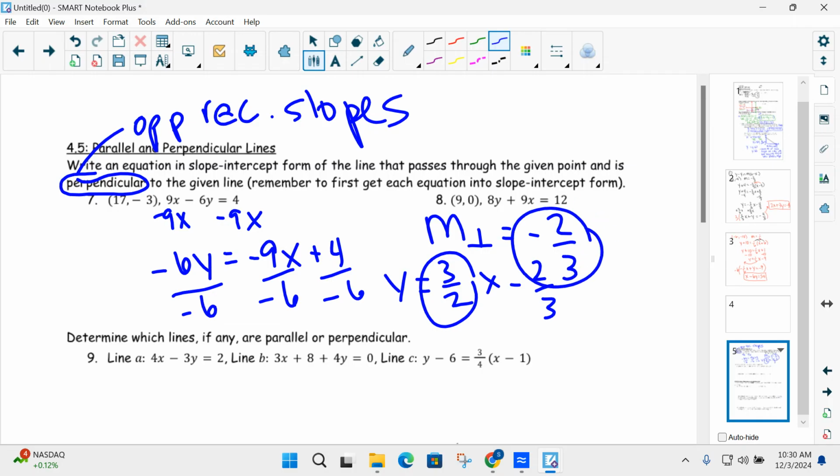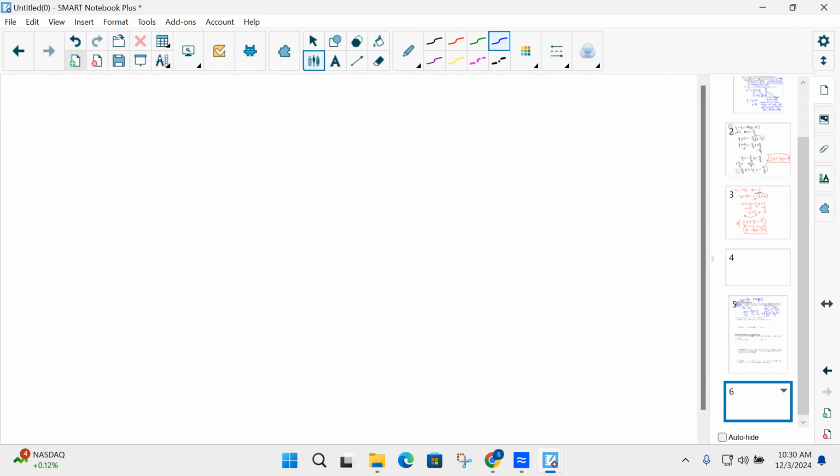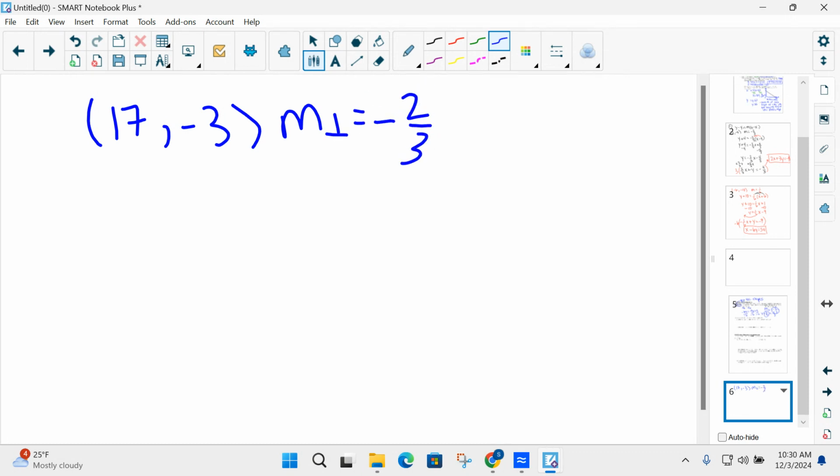So I'm going to make a separate page. And they gave us the coordinate that it passes through is (17, -3). And we know that our slope for the perpendicular line is negative 2/3. Now our job is to find the y-intercept so we can put it in slope-intercept form. So you can either start in slope-intercept form, or you can put it into point-slope form and then convert it. So I'm going to do that. So y plus 3 equals negative 2/3 times x minus 17.